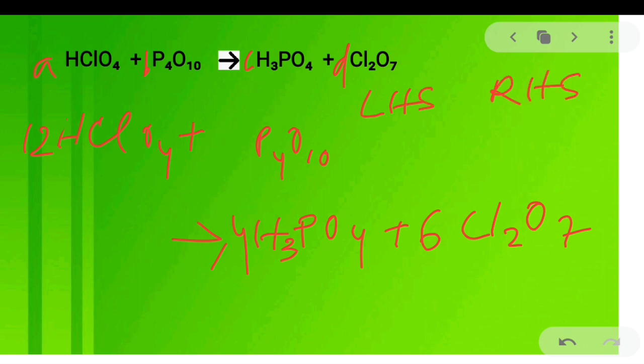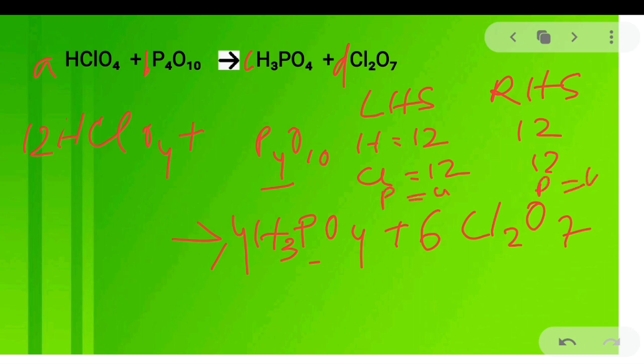So first, let us take the hydrogen. Hydrogen is 12 in the LHS and hydrogen is 12 in the RHS. Now let us talk about the chlorine. Chlorine is 12, and here also chlorine is 6 into 2, 12. Now talk about the phosphorus. Phosphorus is 4 here and phosphorus is also 4 here. So phosphorus 4, phosphorus 4.